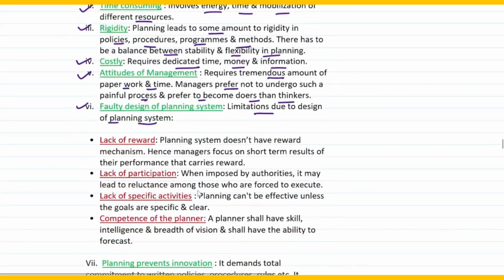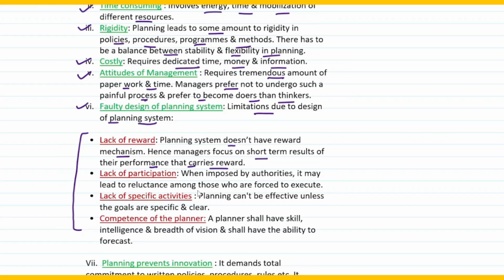Now, how can a faulty design of the planning system be a setback? It contains certain subparts, right? First of all, there can be a lack of reward. The planning system doesn't have a reward mechanism. Yes or no? You plan, you tell, and the things are executed. So in planning you don't get a reward. Hence managers focus on short-term results of their performance that carry reward. Yes or no? Because eventually everyone wants to grow, and unless you show numbers, you won't get a proper reward from the organization. So you got to make sure that some kind of reward is involved. Otherwise, planning generally doesn't contain any reward, and that can be detrimental to the manager's growth.